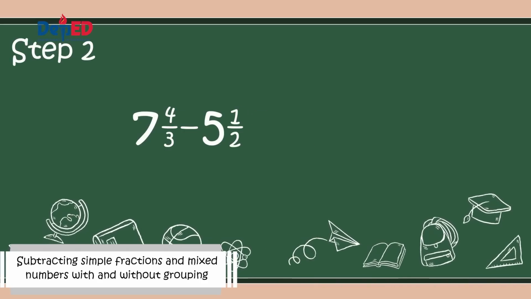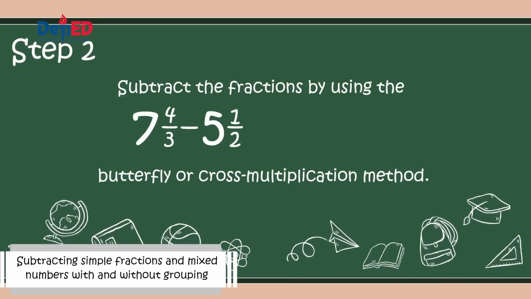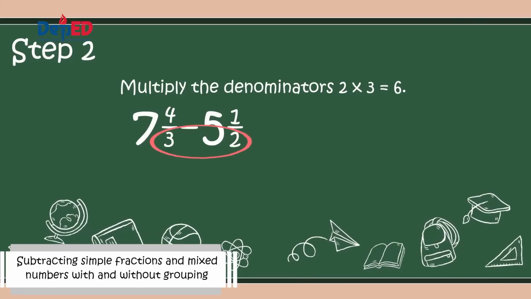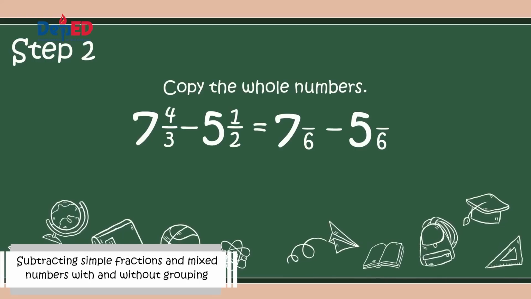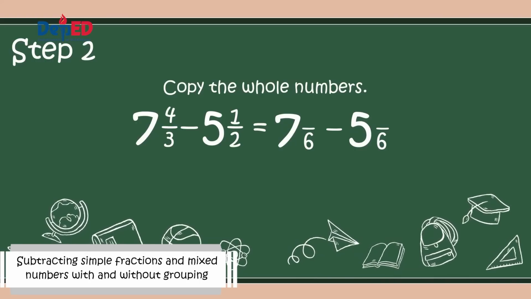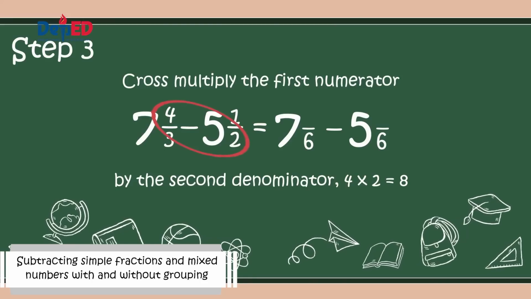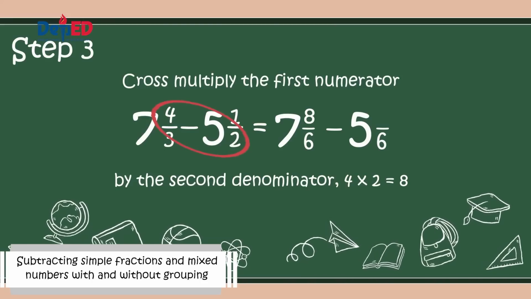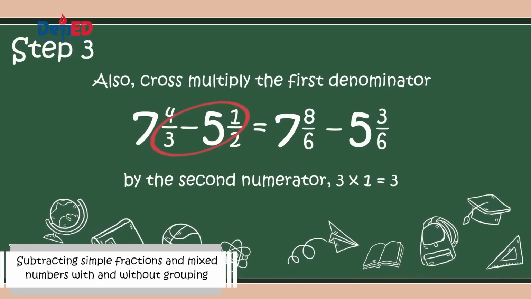Step 2. Subtract 7 and 4 thirds minus 5 and 1 half by using the butterfly or cross multiplication method. Multiply the denominators 2 times 3 equals 6. 6 is their common denominator. Copy first the whole numbers. Step 3. Cross multiply the first numerator by the second denominator, 4 times 2 equals 8. Also, cross-multiply the first denominator by the second numerator, 3 times 1 equals 3.